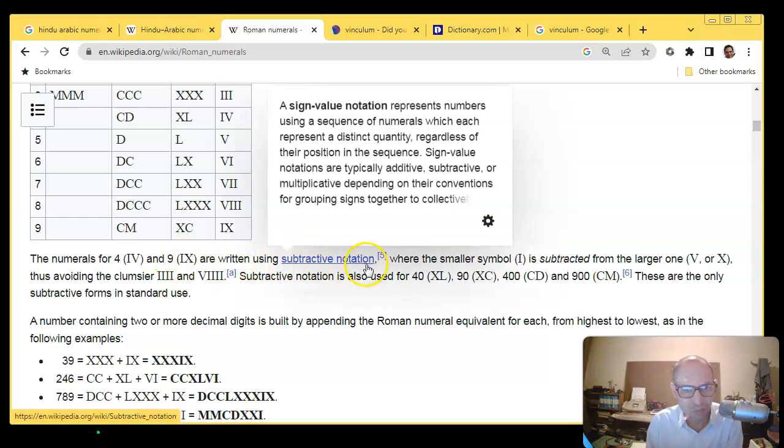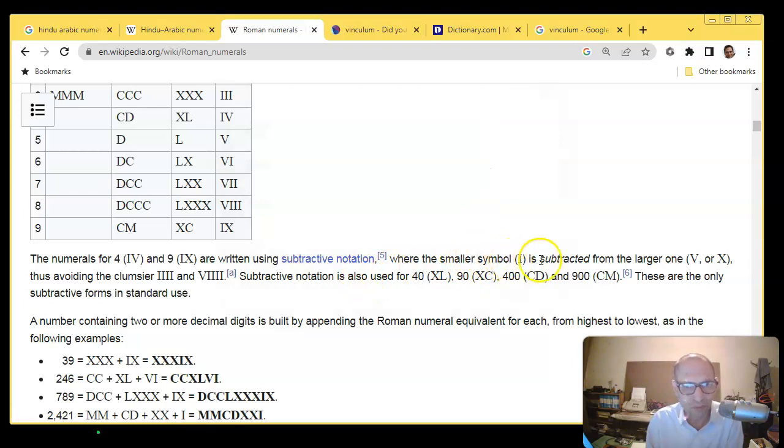So these are written using subtractive notation, where the smaller symbol is subtracted from the larger one, thus avoiding the clumsier type of notation. Subtractive notation is also used for 40, 90, 400, and 900. So there is only subtractive notation for 4, 9, 40, 90, 400, and 900. These are the only subtractive forms in standard use. If you use the subtractive notation for anything other than these six numbers, then based on the current system, you're doing something wrong, right?